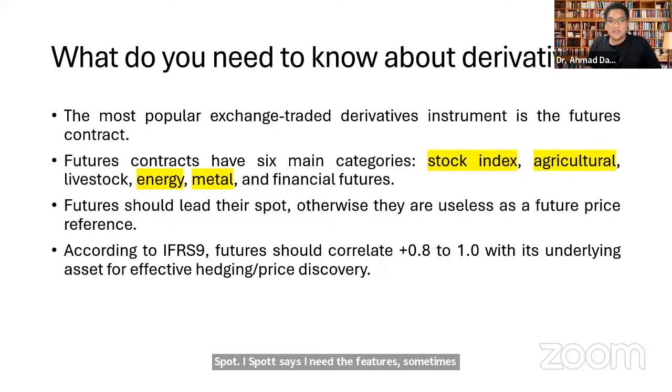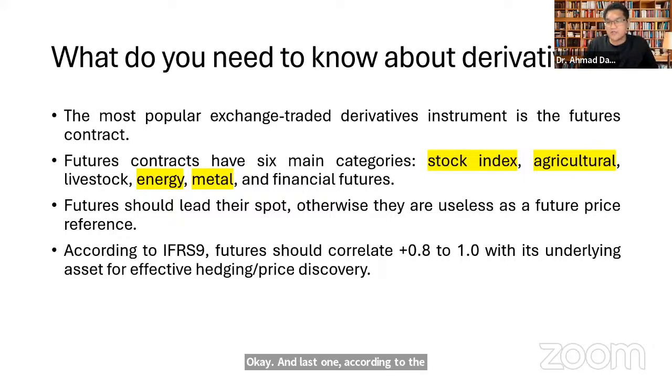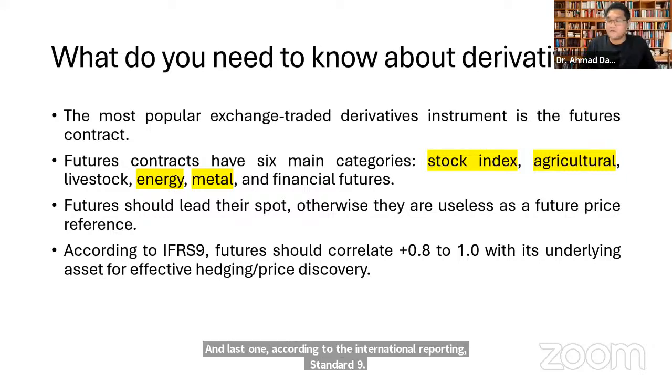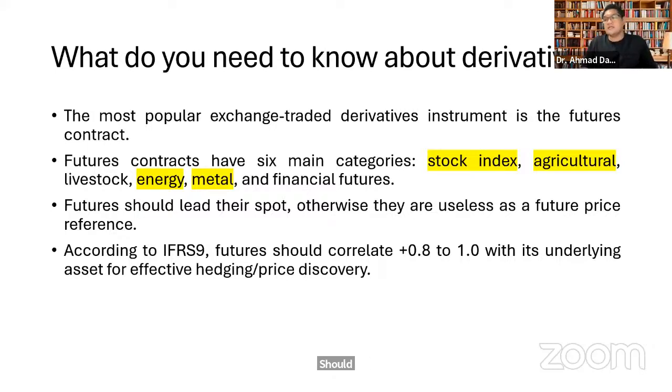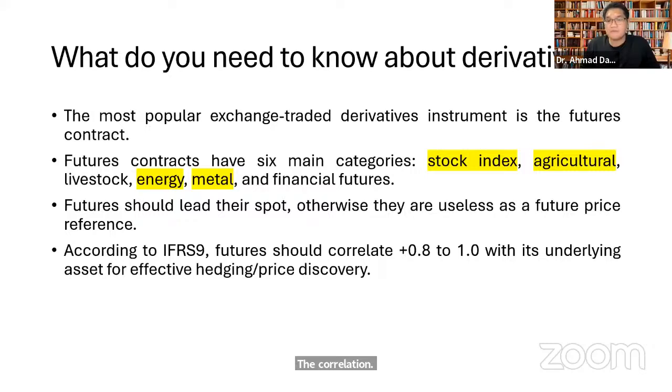And last one, according to International Financial Reporting Standard 9, the futures should positively correlate with the spot. The spot and futures should have a correlation in the range of positive 0.8 to 1.0. For what? For effective hedging and price discovery.